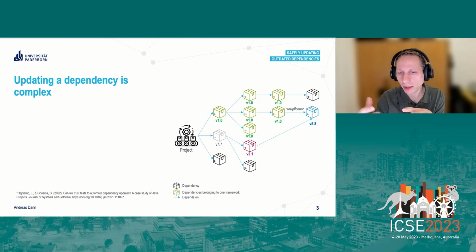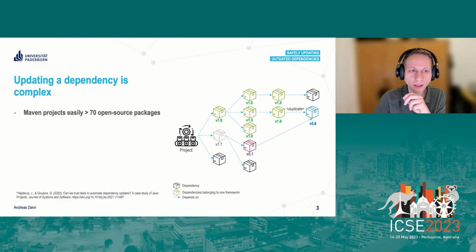And why? I have as an example here a very simplified dependency graph of a typical project on the right-hand side. On the left side is a project, and here in different colors are different open source packages. And here on the right-hand side, the green packages belong to one framework. And why is it complex?